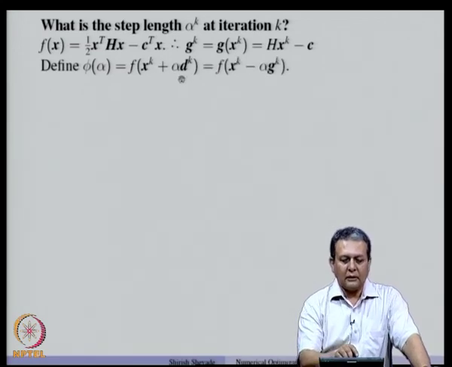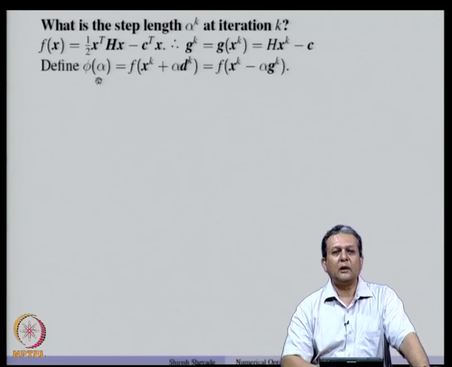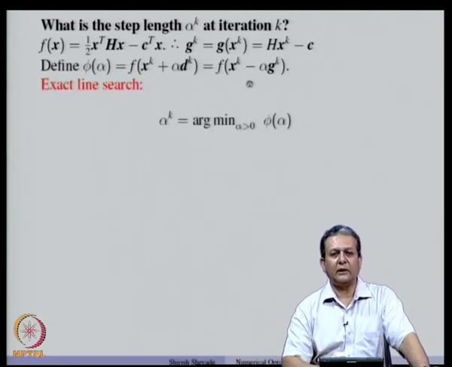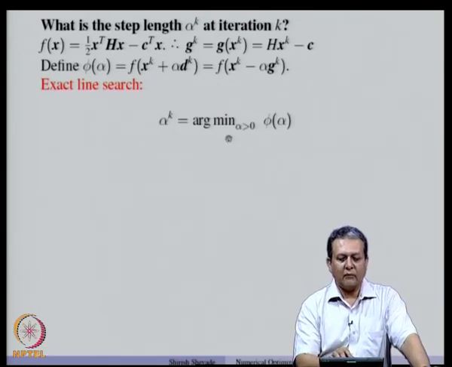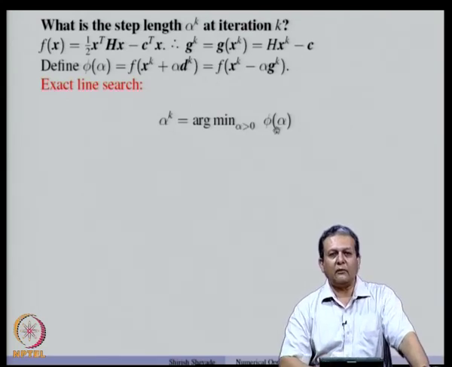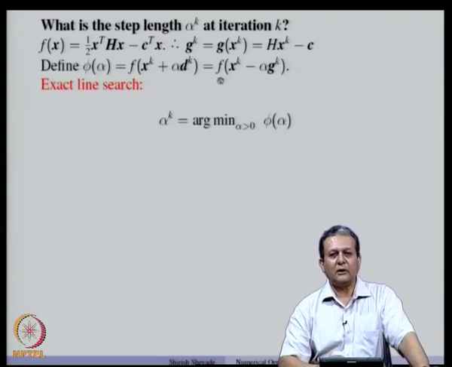Now, since we are talking about the steepest descent method, dk is nothing but minus gk. So, phi alpha is nothing but f of xk minus alpha gk, and in the exact line search, alpha k is determined by minimizing phi alpha. Now, in our case, f is a quadratic function.